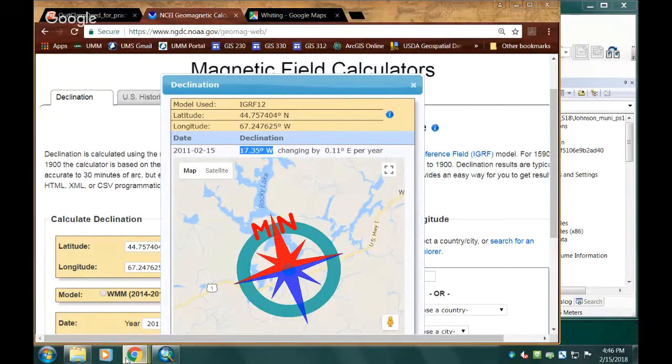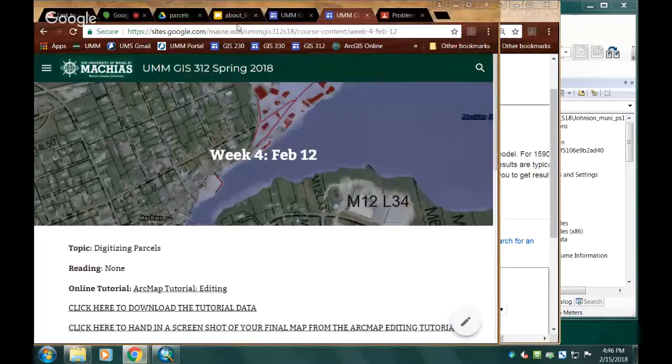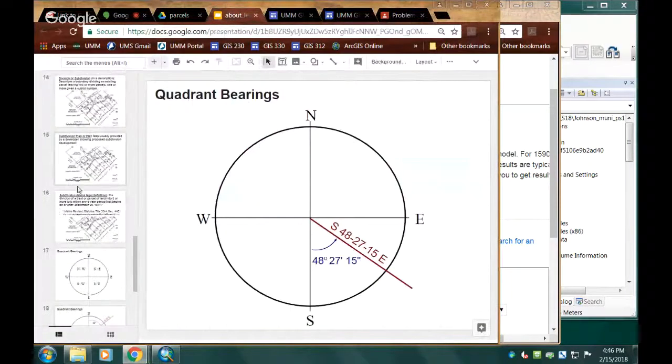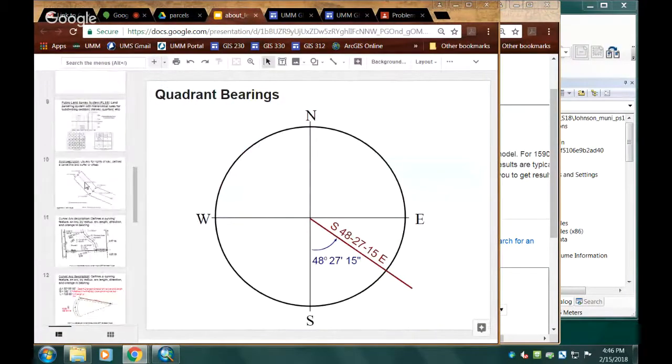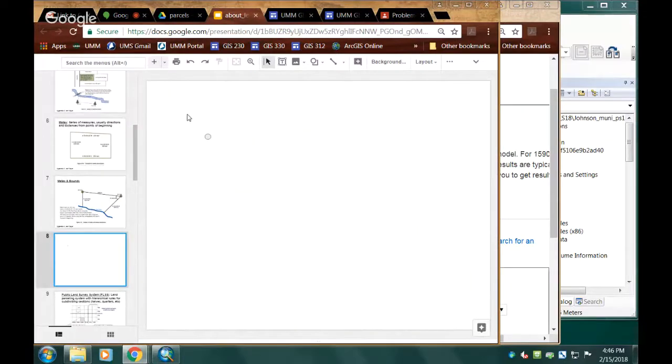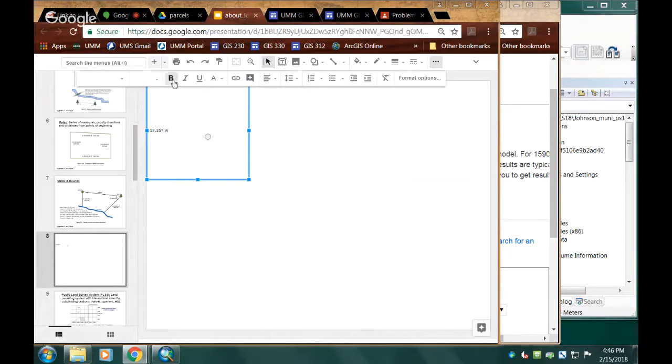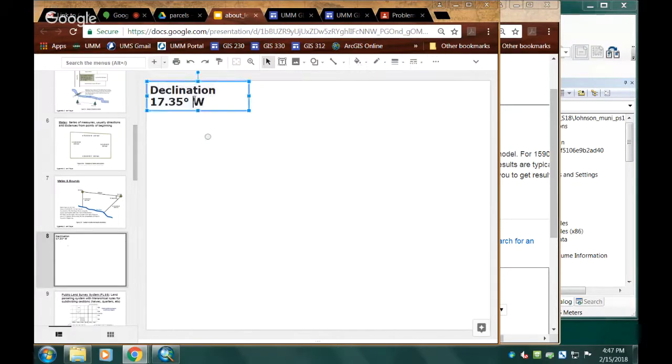Okay. I commonly write that down when I'm in the mode of sketching a piece of property. Here's my property I'm sketching. So I'm going to paste that in here so I have it. I want it to be big. Oh, right, this way. So that's my declination, and I'm going to park that up here so I have it when I need it.